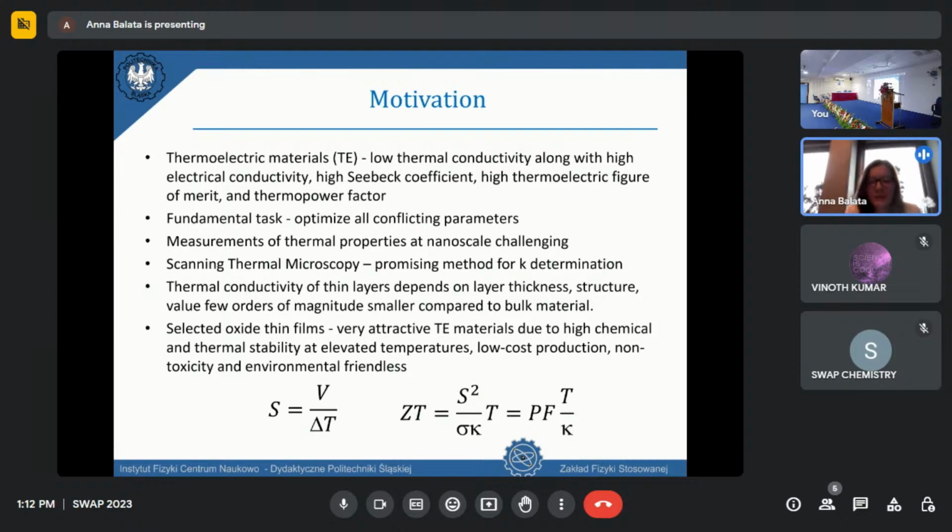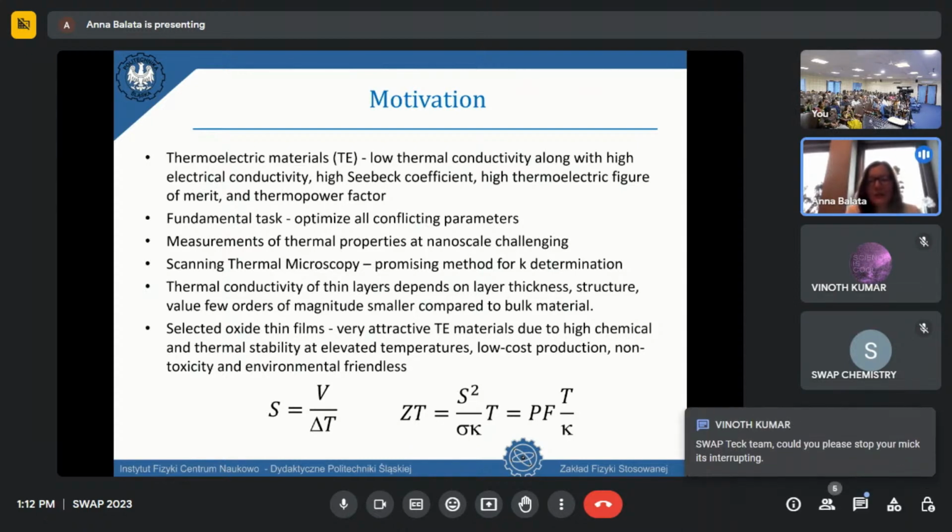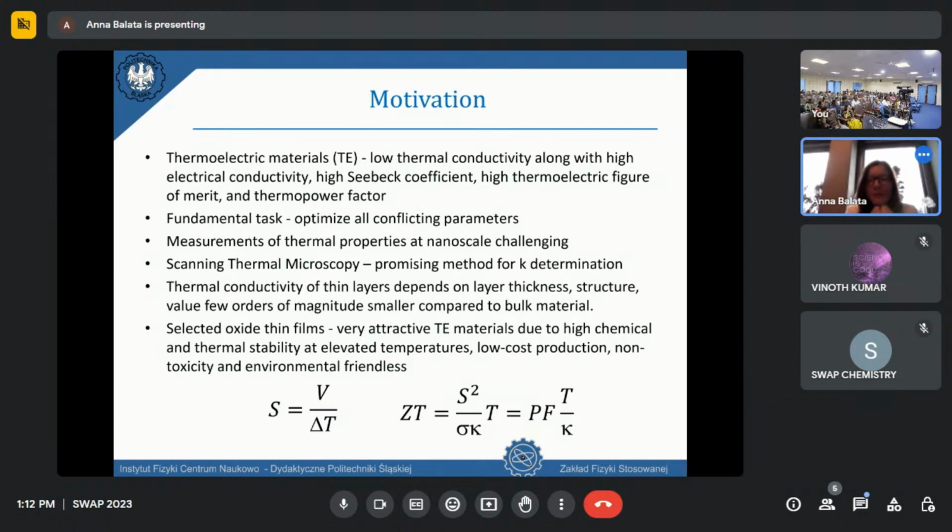I mean, the Seebeck coefficient is described by the voltage we measure across the temperature difference. The figure of merit is described by the Seebeck coefficient, thermal and electrical conductivity, and temperature. And we can write it as the power factor times temperature over the thermal conductivity. Another problem is how to measure thermal properties at the nanoscale. This task is quite challenging.